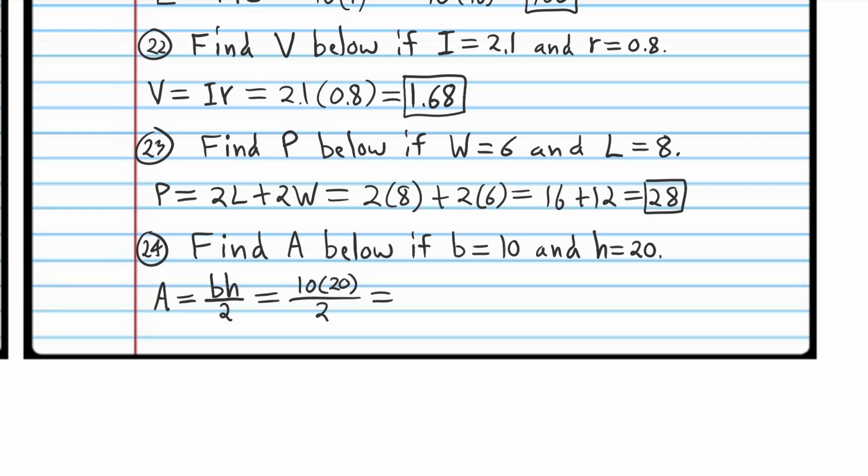So 10 and 20, and we're going to go ahead and multiply first. You have to simplify the numerator. We talked about that earlier, or actually in the last class, I believe. You have to simplify the numerator before you divide by the denominator. So 10 times 20 is 200. And then remember, the fraction sign means division, so 200 divided by 2 is 100.